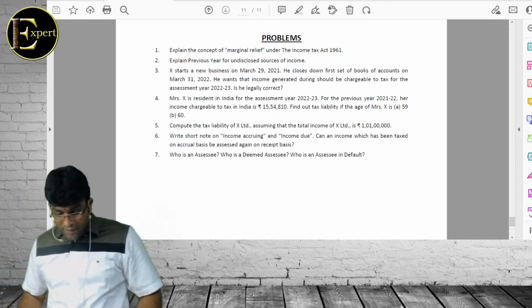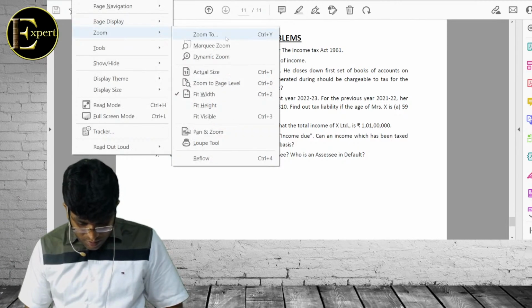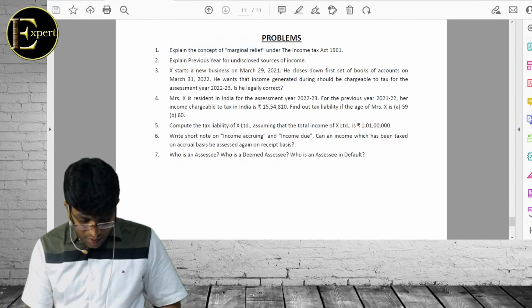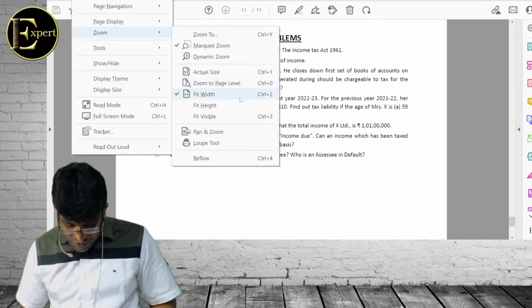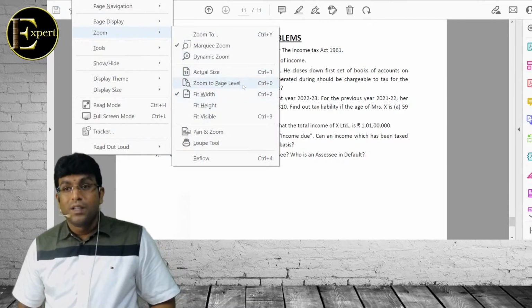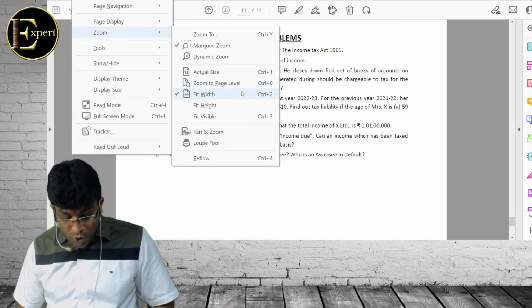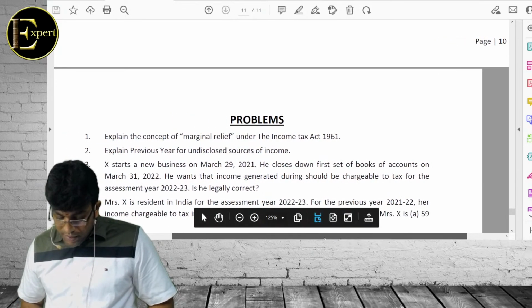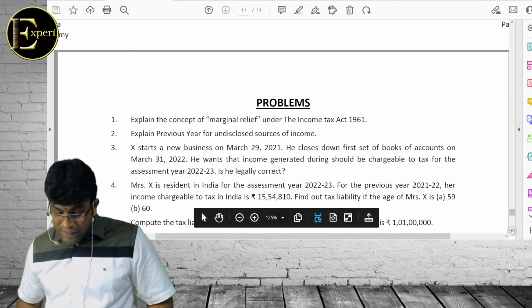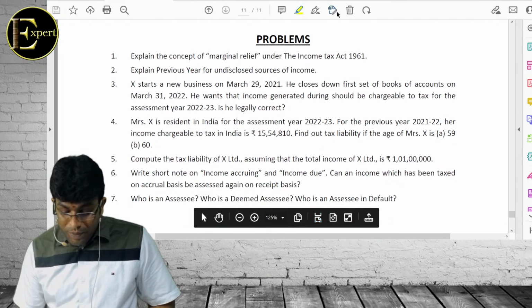Assessment year. Year in which? Good. Year in which? Year in which undisclosed income is recognized. Basically, it is disclosed. Friends, yes or no, my dear friends? Yes, year in which undisclosed income is disclosed. That is regarded as the previous year for undisclosed income. Sir, I hope you are getting my point, everybody.